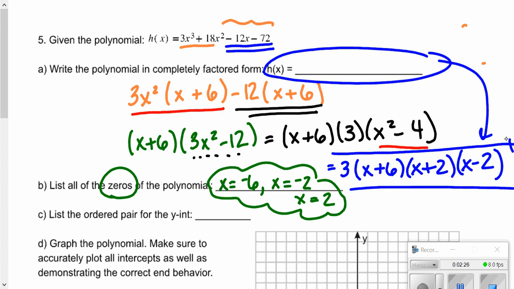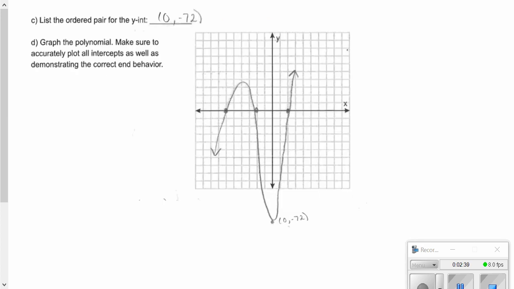Okay, and then to find my y-intercept, I would think about what the function's value is at x equals 0, and that's going to be negative 72. And then we make the best graph that we could, and that would look something like this. Negative 72 is way off the grid, so just kind of draw a little sketch. You want to just get the gist.